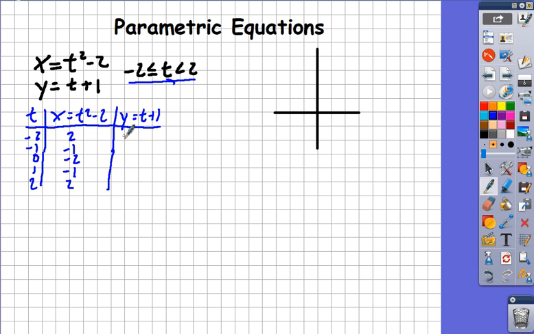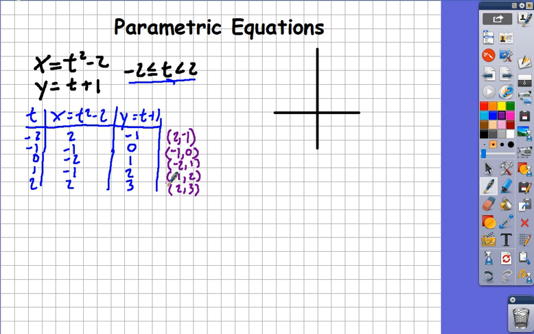Over here, negative 2 plus 1 is negative 1. Negative 1 plus 1 is 0. 0 plus 1 is 1. 1 plus 1 is 2. And 2 plus 1 is 3. So we now have our ordered pairs that we're going to end up plotting in a second. We're going to have 2 comma negative 1, negative 1 comma 0, negative 2 comma 1, negative 1 comma 2, as well as 2 comma 3.